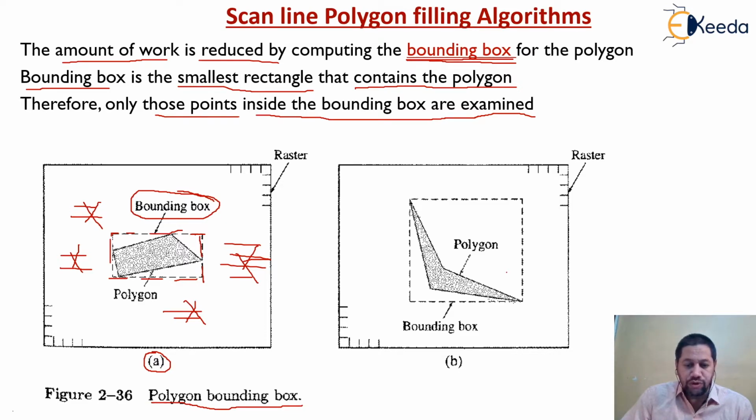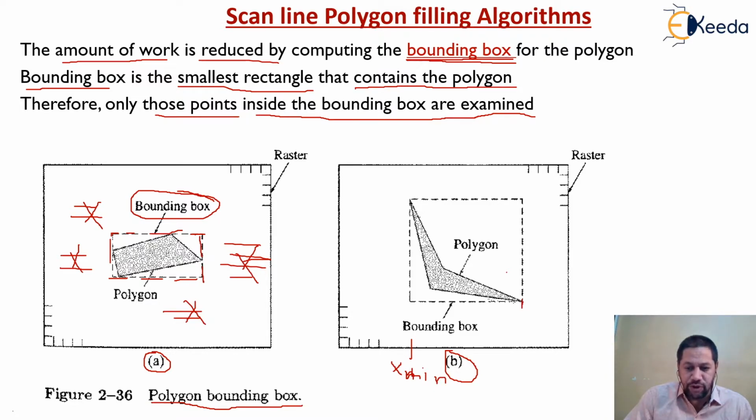The second example is also shown here. In diagram number B, this is my polygon, and this is the rectangle which gives me the bounding box. This is my bounding box and this is my polygon. Generally, the bounding box also has x and y minimum values. If I consider this as my bounding box, this will be my x value, which I call x minimum.